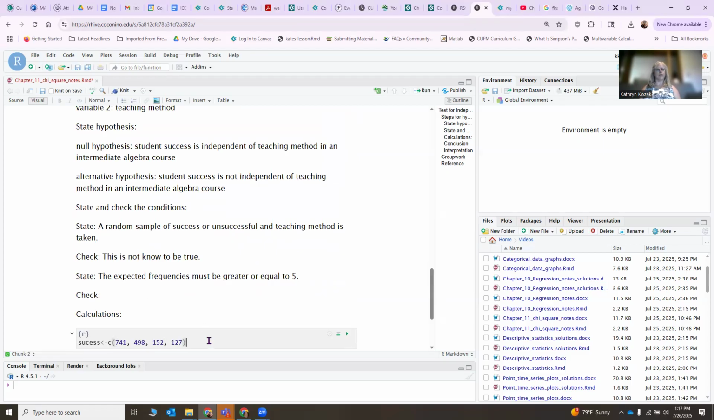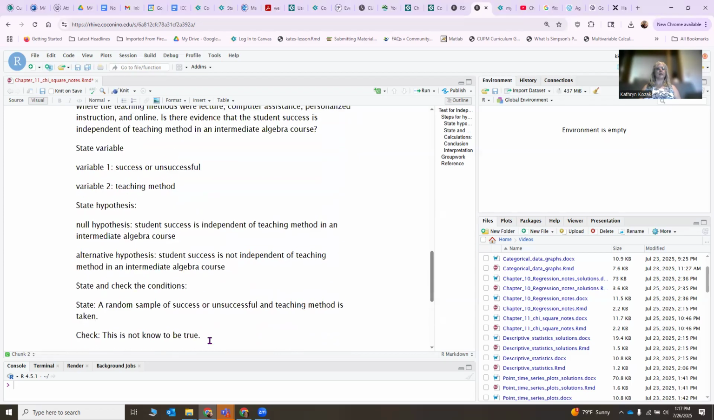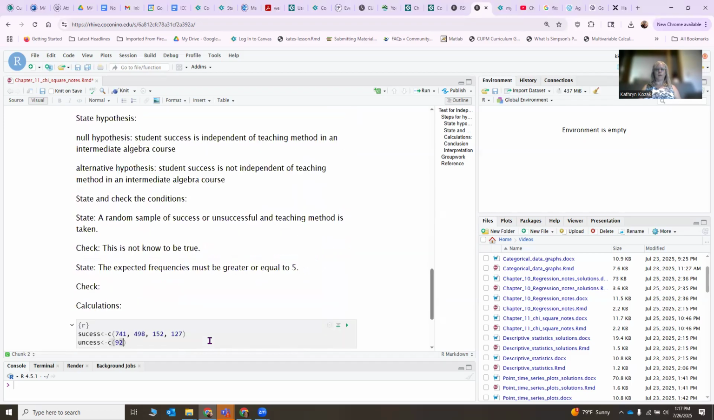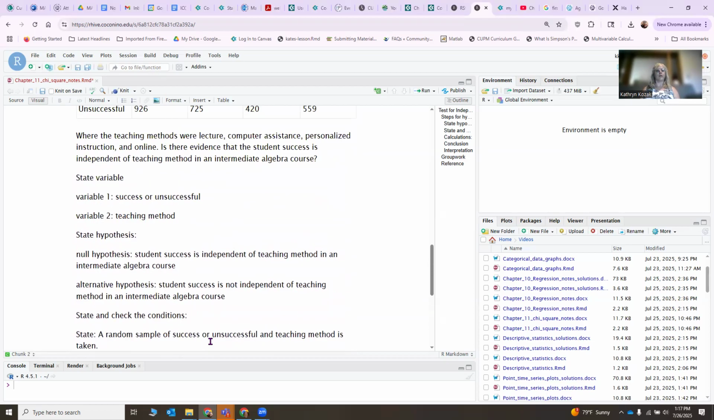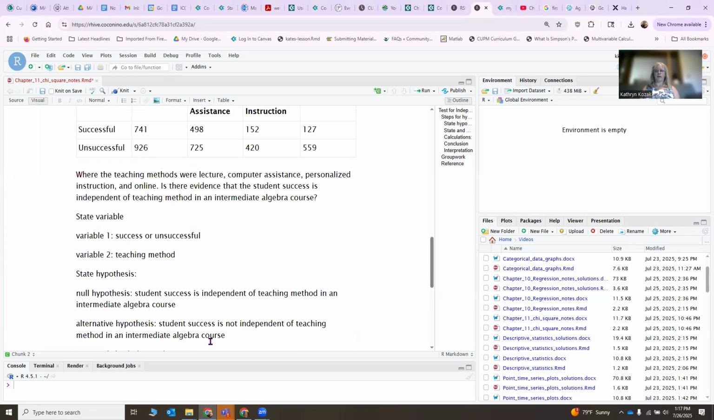All right, now we'll hit enter and we'll get our unsuccess and C. And then we've got the 926. Next number is 725. Next number is 420. And the last number is 559.